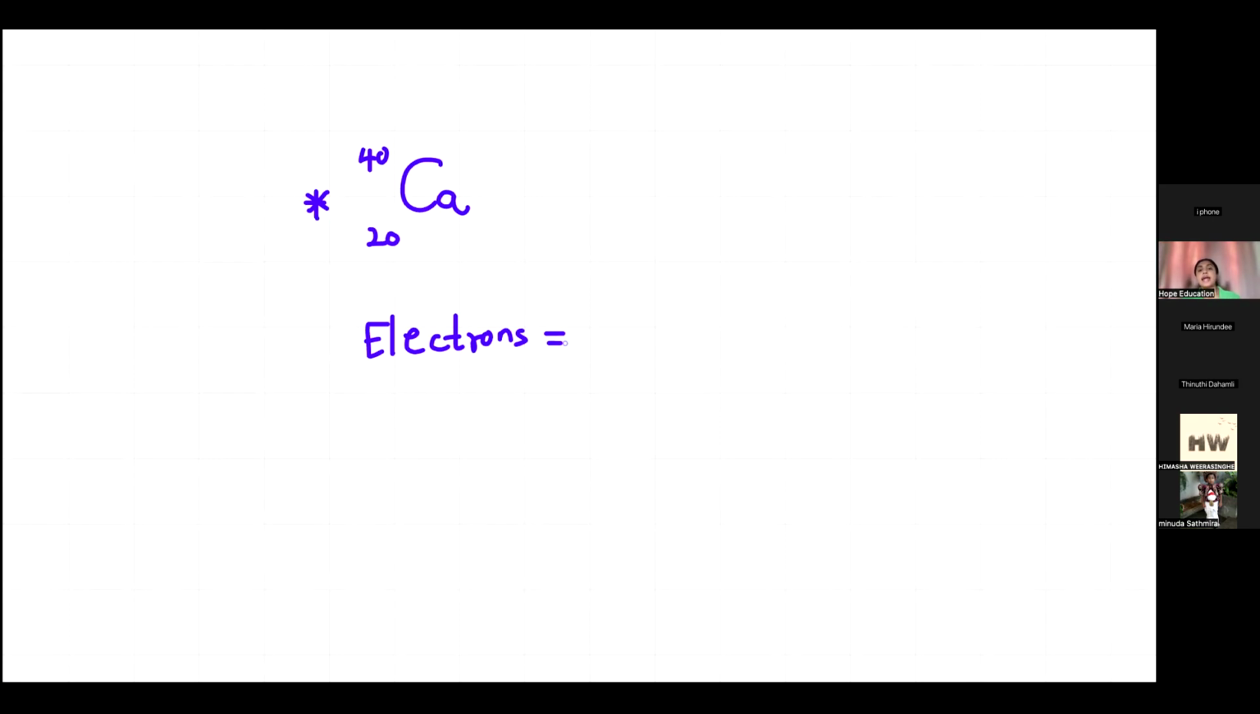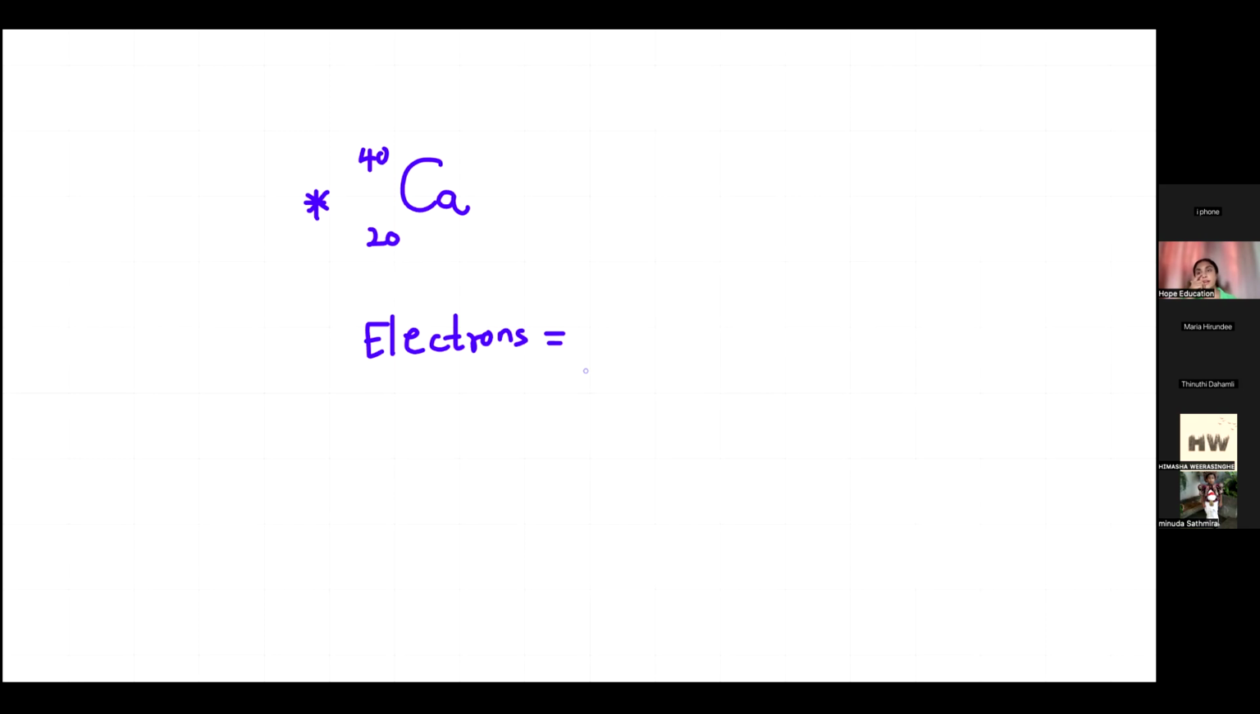Yes. Atomic number is 20. Atomic number is the number of protons. So number of protons is 20. Number of protons and number of electrons are equal. So there are 20 electrons.